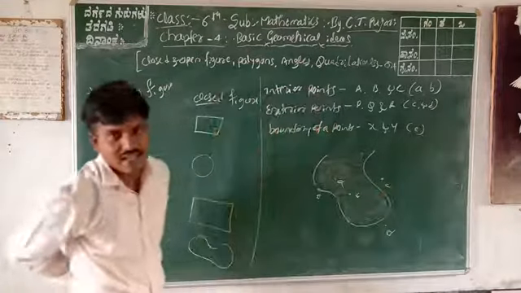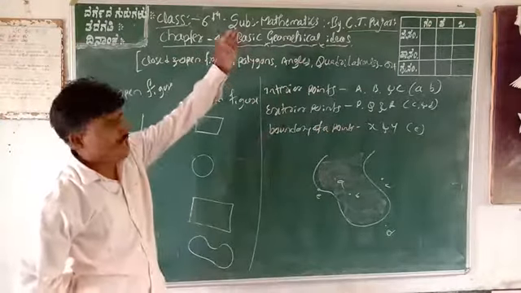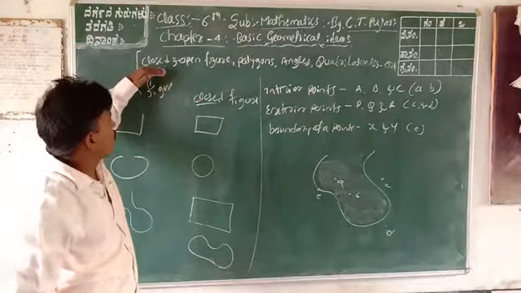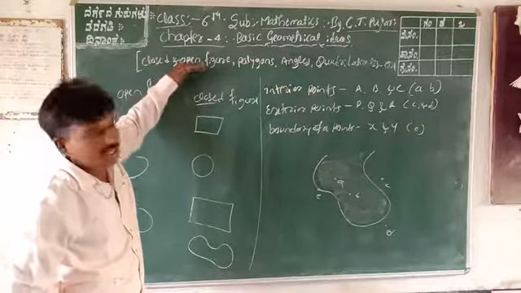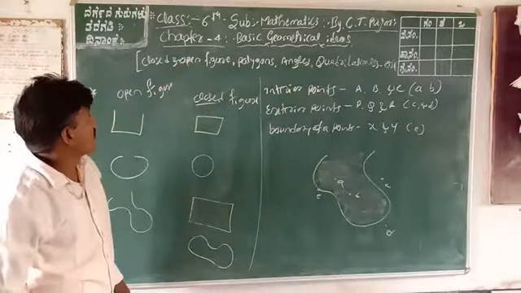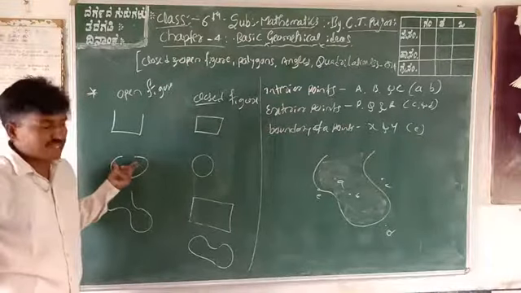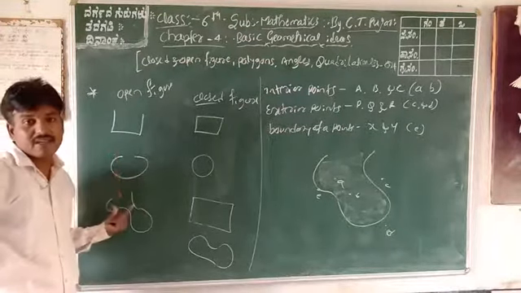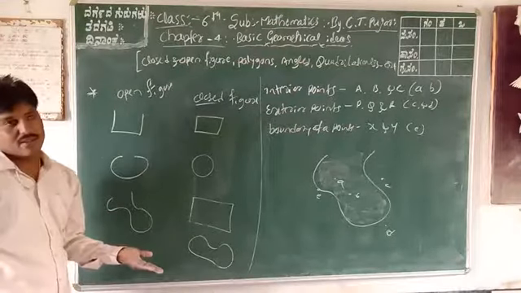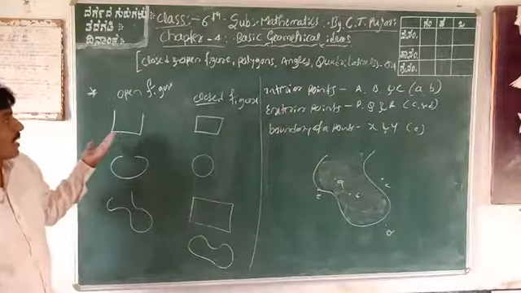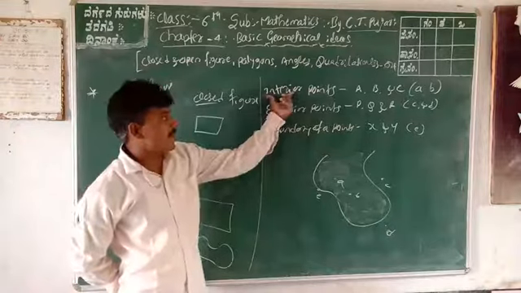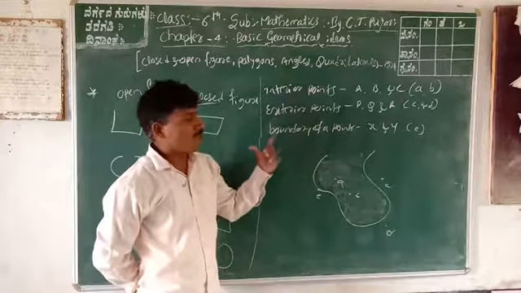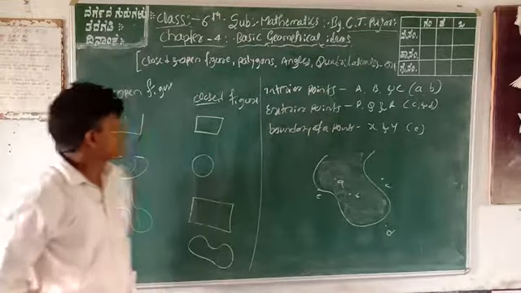These are the slides. Dear students, in this chapter, we covered closed figures and open figures. Closed and open figures are bounded by some length, some line segments, or some curve. These are the things: open figure, closed figure, and also interior points, exterior points and boundary points. What is next in this chapter?